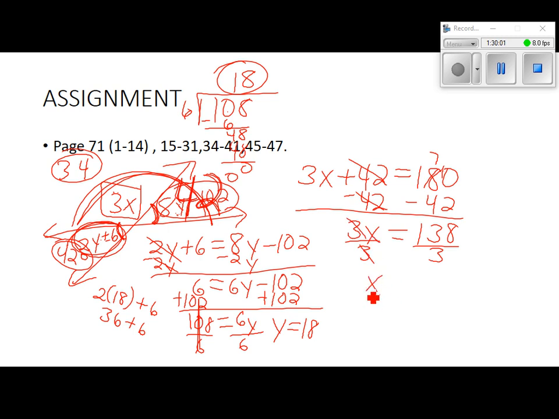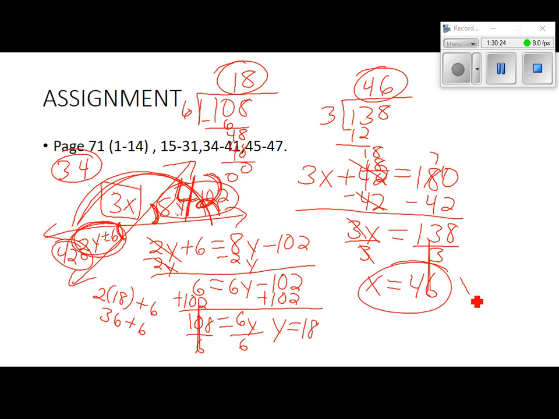I'm going to come up here and do a little math again. 138 divided by 3. 3 will go into 13 4 times. It's 12. Subtract. 3 will go into 18 6 times. Comes out even. 46. So x equals 46 is the answer. And then y was 18.